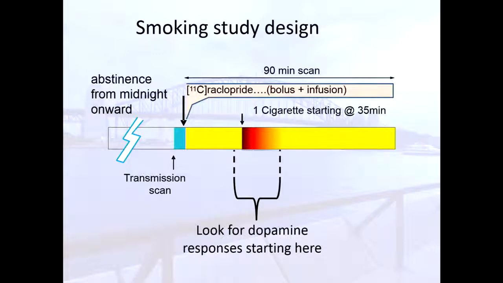Okay, so that's the design. People come in abstinent from overnight. They're injected with raclopride. At about 35 minutes into the scan, they start smoking their one cigarette in the scanner. They're smoking their cigarette of choice, so this is self-administration, for all the psychologists in the audience. And then the model is essentially asking: is there a dopamine response in that window, the one with the little bracket, that we can detect in our data?